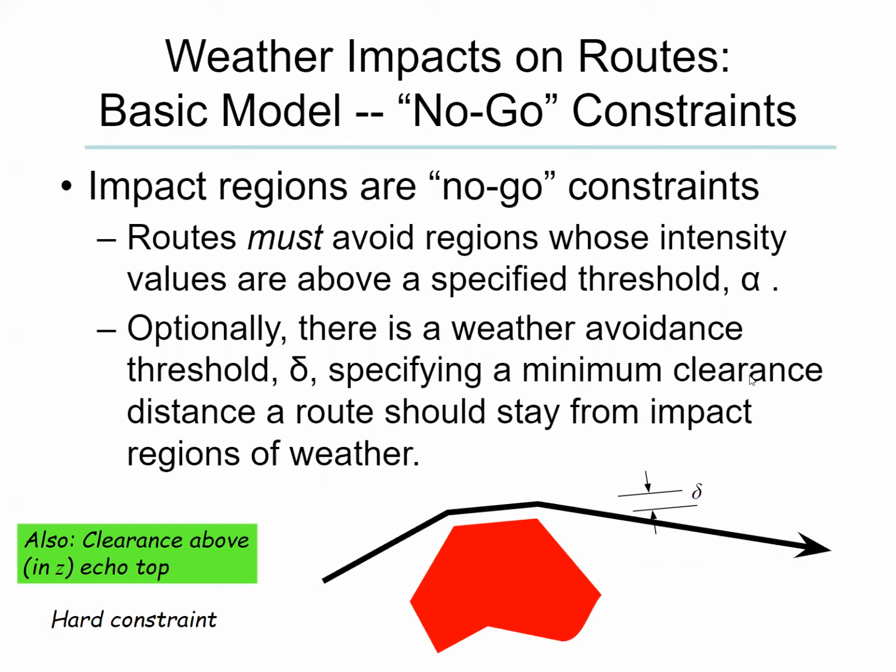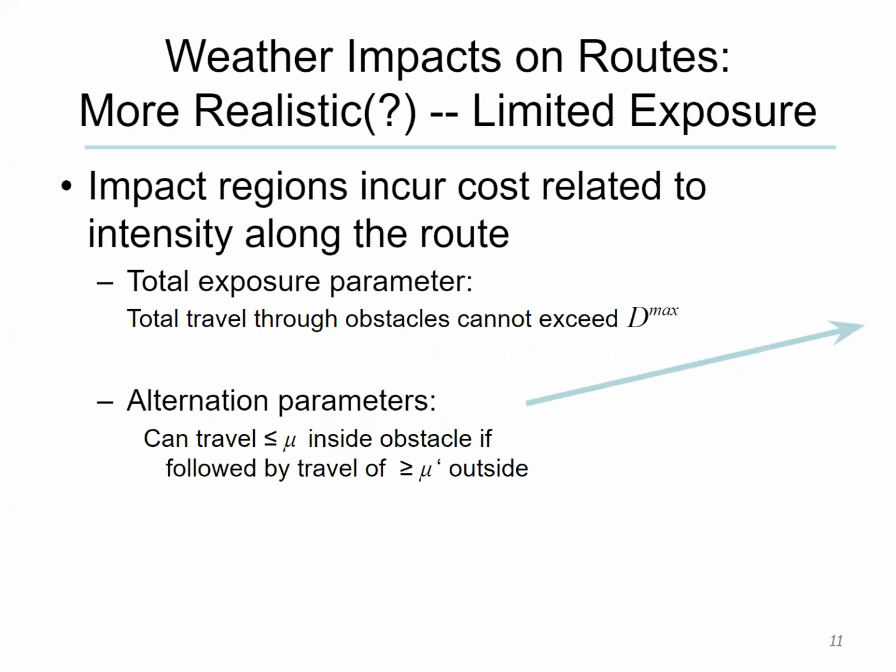You could also look at the clearance in terms of altitude, in terms of trying to fly over echo tops. So sometimes the pilots do that, even though they're not always sure how high the weather obstacle is, so they would rather dive under the weather obstacle, but you can also clear the weather obstacle from above. But anyway, this no-go constraint means that you really have to avoid this weather. But other kinds of models could be more realistic.